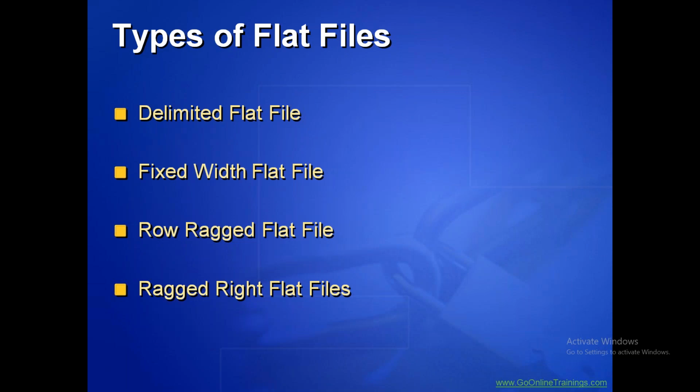Now, in terms of flat files, we have a lot of flat files. One is called delimited flat file. Then we have a fixed width flat file. Then we have a ragged row flat file. Then we have a ragged right flat file. There are four types of flat files, or people will say these are called CSV files also. Okay.